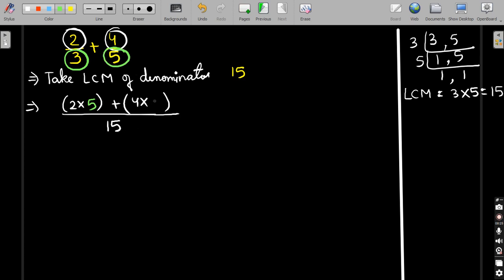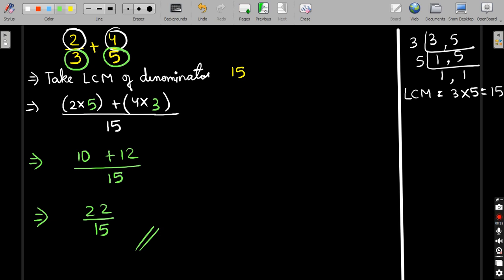5 threes are 15. Up to here clear, student? I will write here. After that, what am I going to write? 5 twos are 10, plus 4 threes are 12, by 15. Now let me check the answer. 10 plus 12 is 22 by 15.